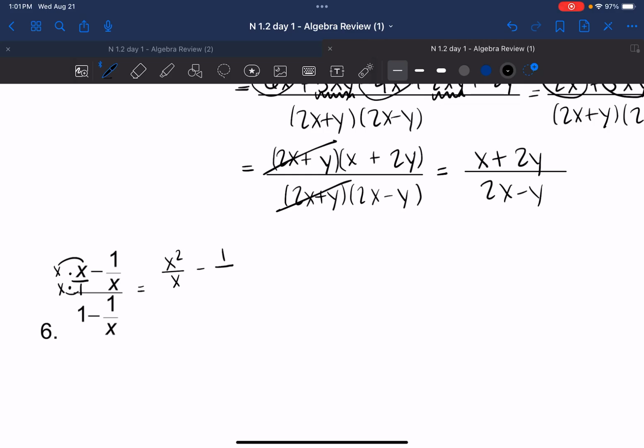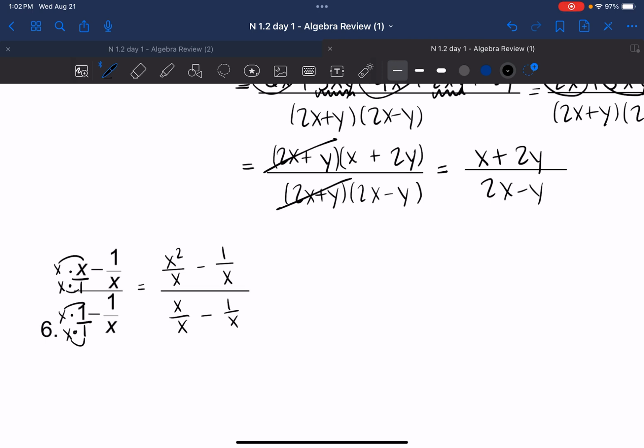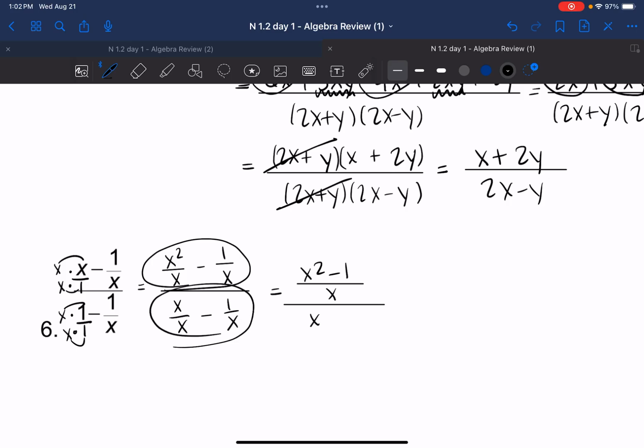minus 1 over x. All right, and then in the bottom half of this fraction, we've got 1, or 1 over 1. And again, our common denominator is going to be x, so I can multiply this fraction by x, which ends up being x over x minus 1 over x. And now that these have a common denominator, I can put them together. So it would read as x squared minus 1 over x over, I can put these together as well, x minus 1 over x.